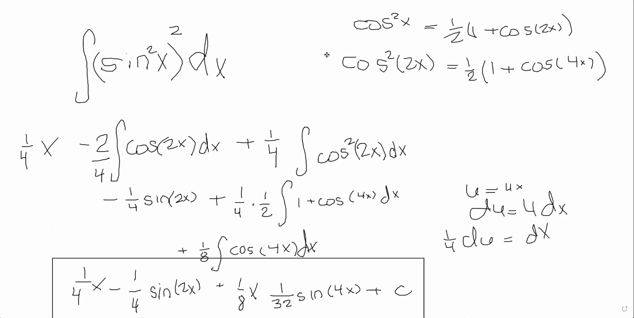For the second term, how did you get sine of 2x? So I did a u sub. I started right here. I set u equal to 2x, and then I took the antiderivative of cosine of 2x, which would be sine of 2x. So the cosine of 2x turned into sine of 2x.